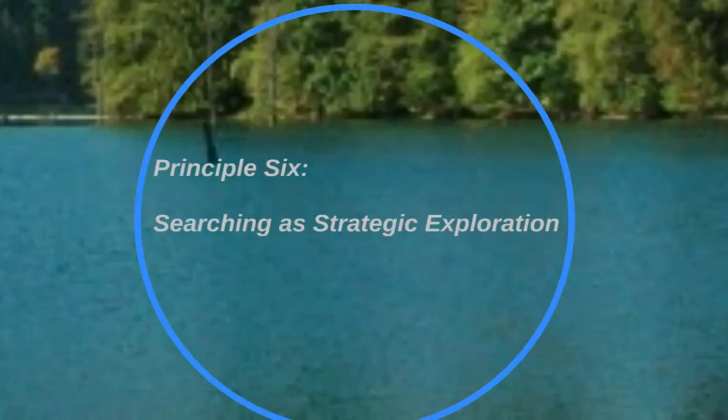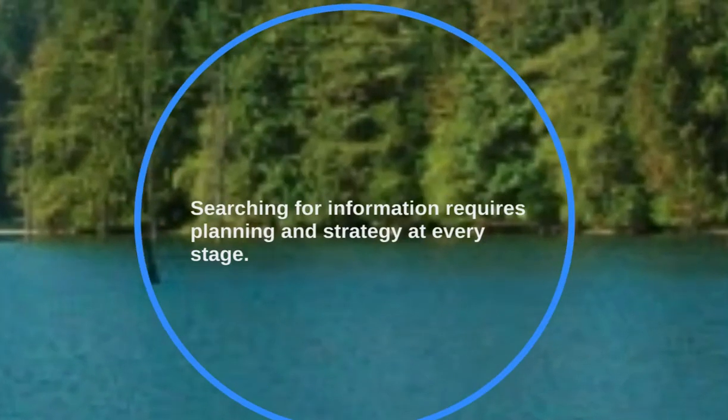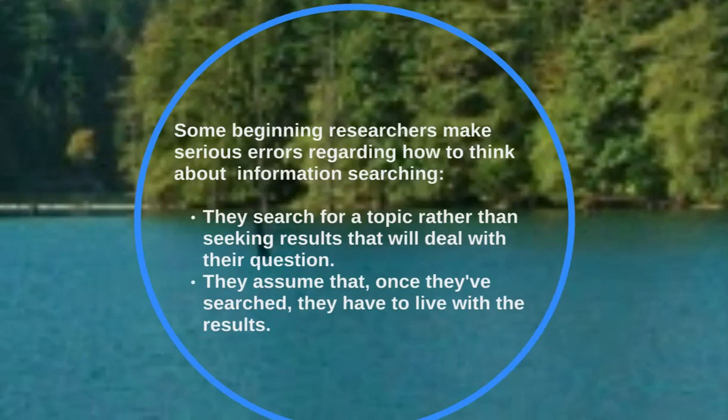Sixth principle, searching as strategic exploration. It's not easy to find the information that you need. It requires planning and strategy as you search for information. This is all about search. Some beginning researchers make serious errors regarding how to think about information searching. They'll search for a topic rather than seeking results that deal with their question. So they just want stuff about this topic rather than realizing that really what they're searching for is an answer to their question. And they assume that once they've searched, they have to live with their results.